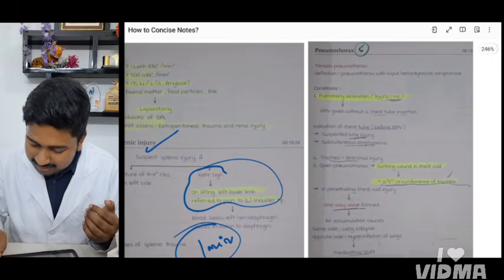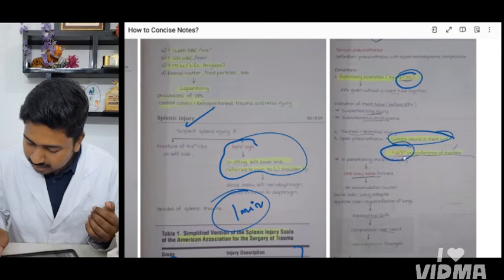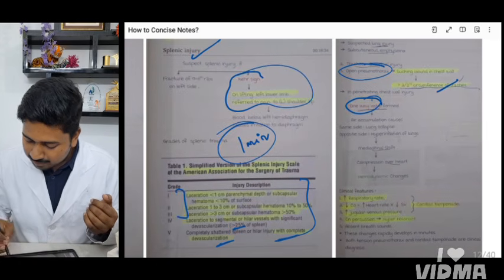Similarly, pneumothorax. See, what is the most common cause? Second is sucking chest wall wound: if it is more than 2/3 of the circumference, it will cause open pneumothorax. If a one-way valve is formed, it will cause tension pneumothorax. What are the clinical features?